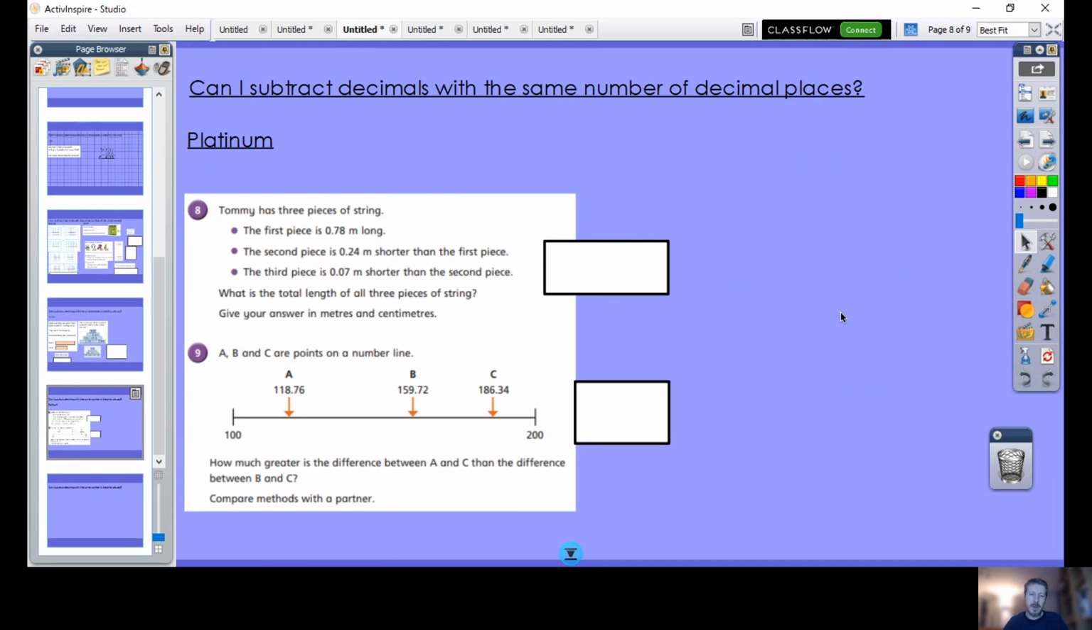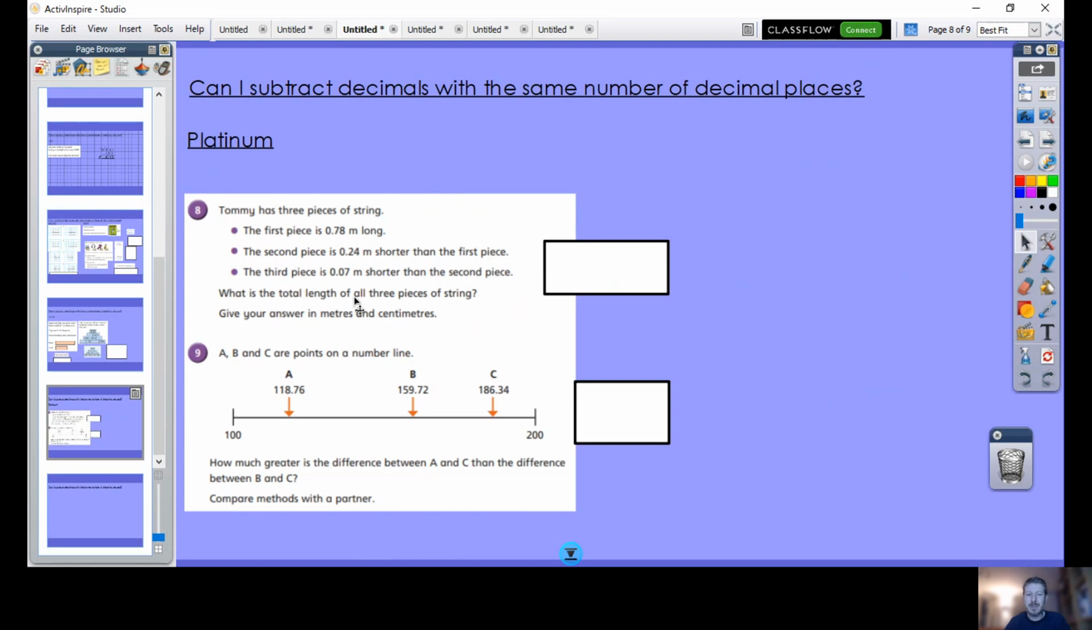And then think about our platinum questions, pause the video and have a go. And then here are the answers to the platinum questions. So Tommy has 3 pieces of string. The first piece is 0.78, second piece is 0.24 shorter than the first. The third is 0.07 shorter than the second. What is the total length of all 3 pieces?